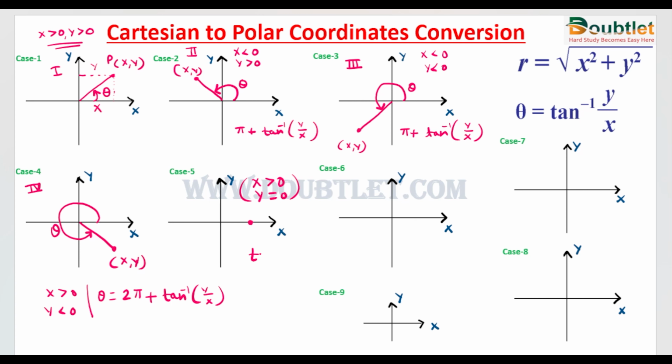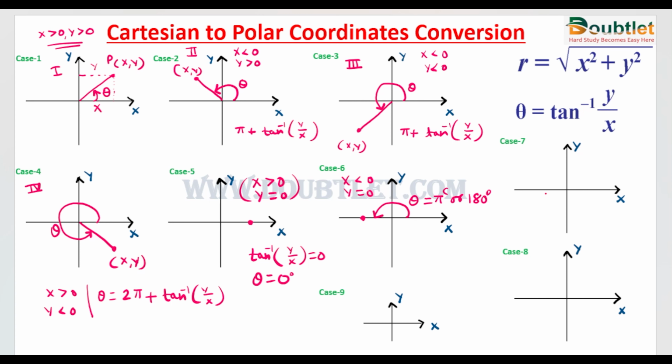So if we calculate tan inverse of y divided by x, here y is 0, so it will become 0. If a point lies on the positive direction of the x axis, then the polar angle will be 0 degrees. Now if we consider the negative direction of the x axis, a point lying on the negative direction of the x axis, here the angle will be equal to pi, so we can write it as pi radian or 180 degrees.